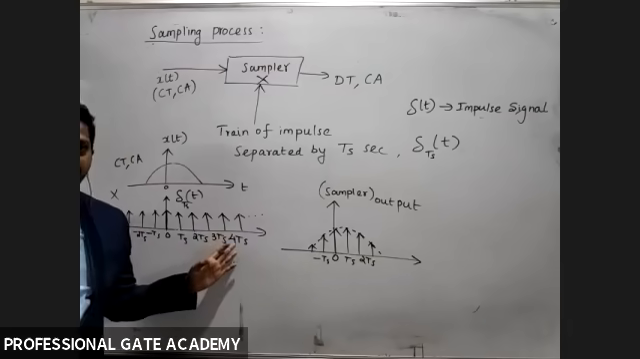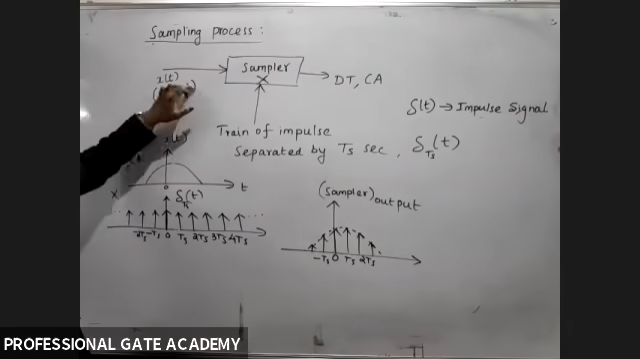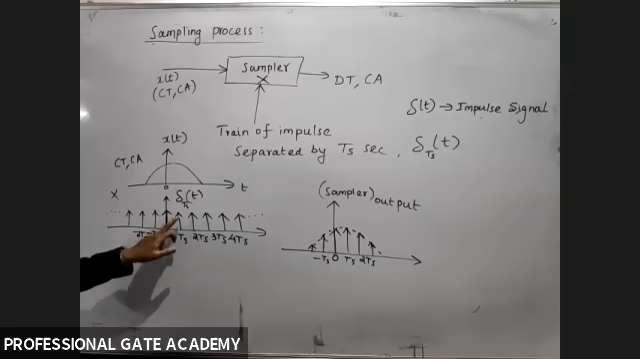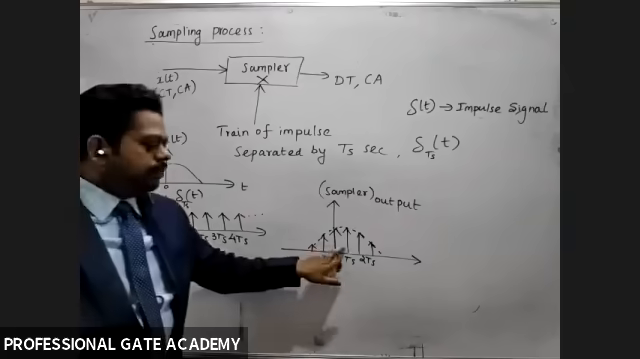So this is the sampling process. A continuous time, continuous amplitude signal is multiplied with the train of impulses separated by Ts seconds. Then this is the sampler output.